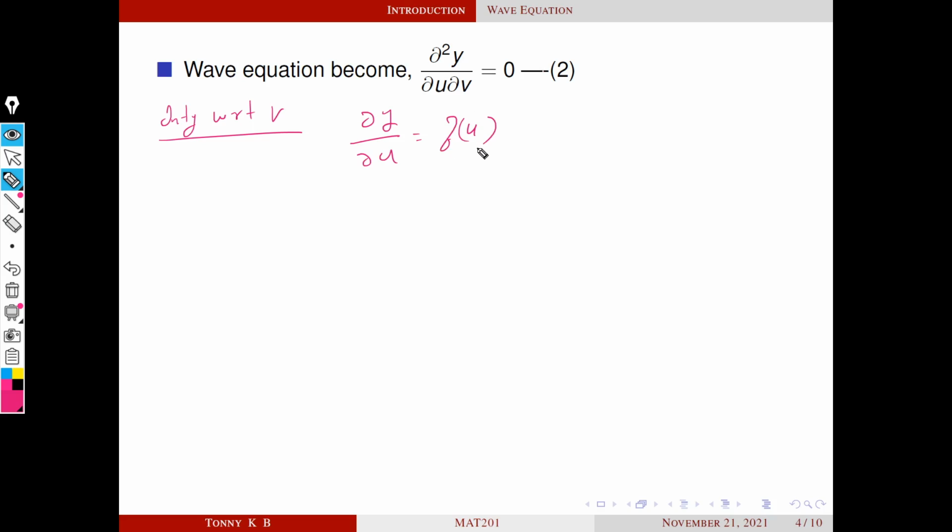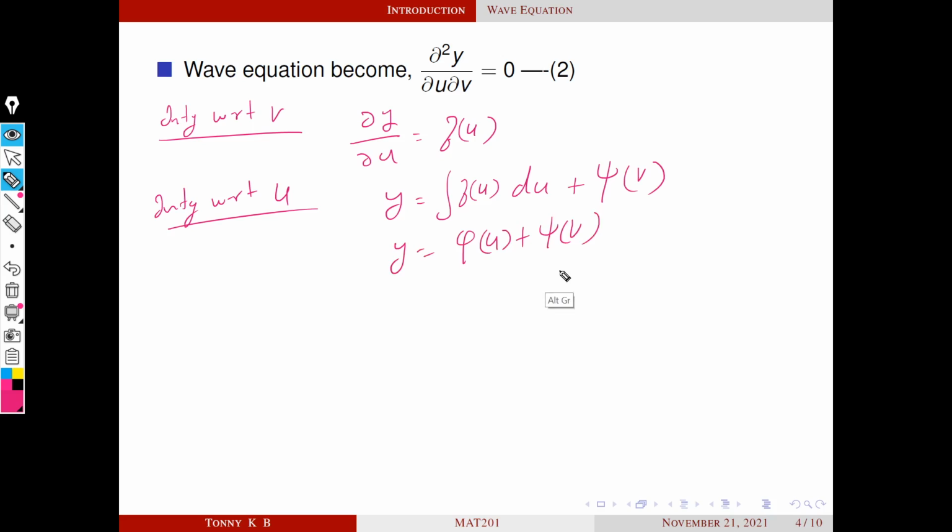You can choose any function. F of u may be sin u, cos u, u square, whatever, no problem. If you differentiate this with respect to v, we get the same expression. That's why we add a constant of integration as a function of u. Okay, next we have to integrate this expression with respect to u. Then y is equal to integral f of u du plus a constant of integration. What about the constant of integration? It is a function of v. Let it be psi of v.